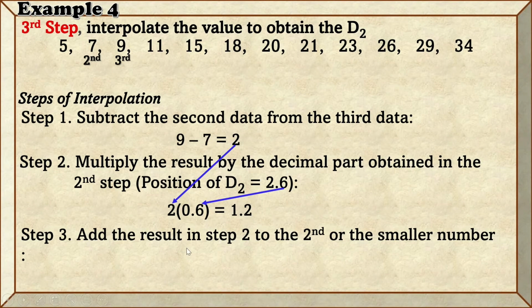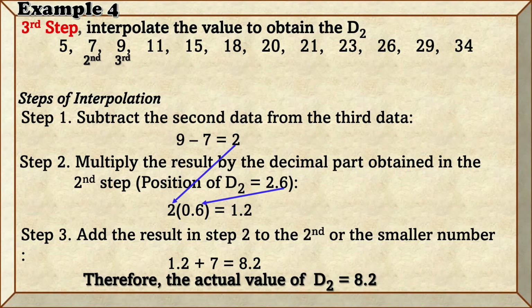Third step, add the result in step 2 to the second or the smaller number. So, the result in step 2 is 1.2 and then i-add natin yung second score, which is 7. So, the result is 8.2. Therefore, the actual value of second decile is 8.2. So, here is the position of the second decile.